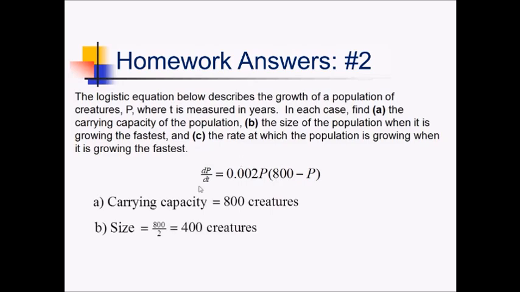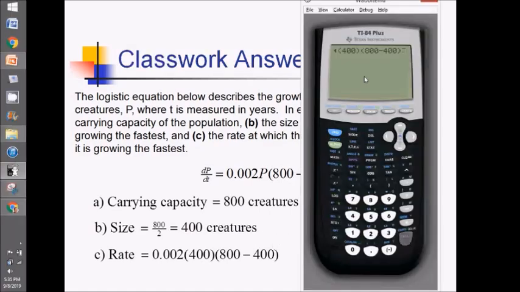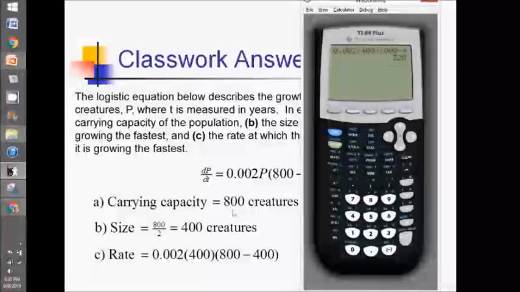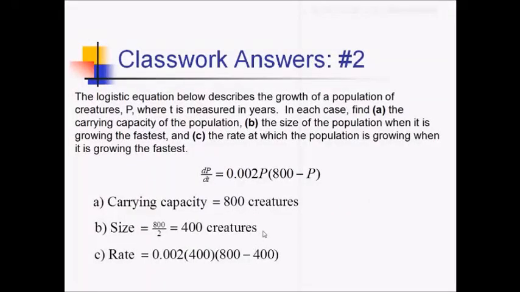And finally, the rate at which the population is growing when it's growing the fastest. Well, we're going to take this 400 we just found when the population's growing fastest and plug it back in for p to get an actual rate out of that. So let's just use the calculator to see what all that comes out to. And plugging all that in gives us a rate of 320, and that's going to be creatures per year.